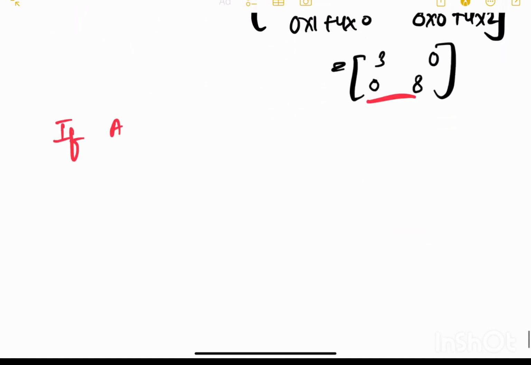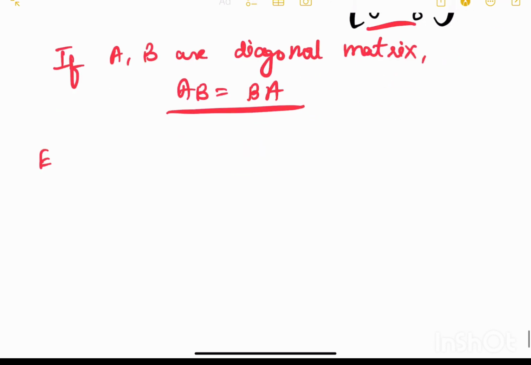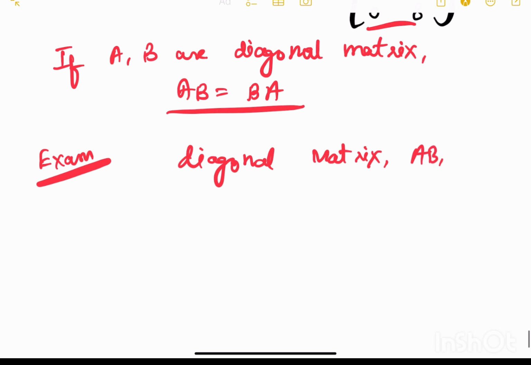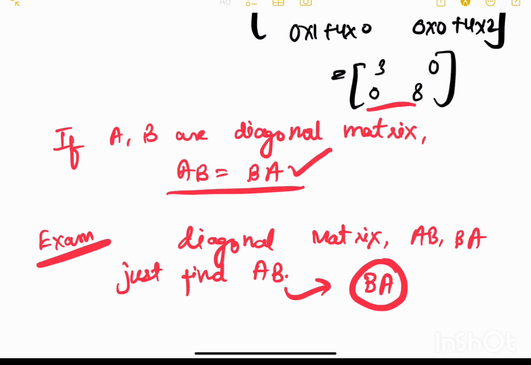Now if my A and B are diagonal matrices, then AB will always be equal to BA. So why am I telling you this condition is that if in exam you are given diagonal matrices, right? Both of them are diagonal matrices, and if you are asked what is AB and BA, so just find AB. The same answer will be the same as your BA. So you don't have to waste your time to calculate BA. You just need to find AB because these two are diagonal matrices. My product will be the same as well.